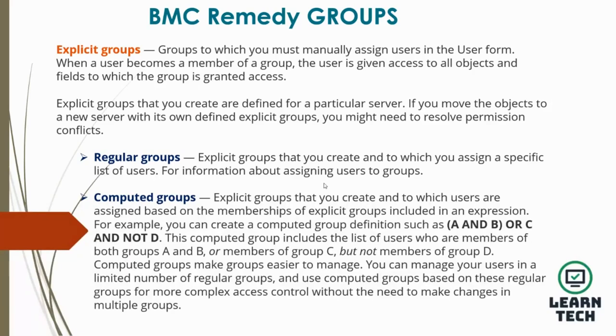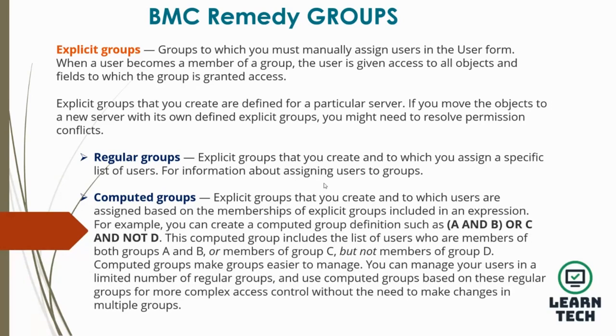So this is what we will see. Now coming on to BMC Remedy groups, there are basically two types of groups. One is the explicit group, and another one is the implicit group. Explicit groups are groups where you can create a group and manually assign users in the group through the user form, and then those users, the members of the group, will have permissions to that group.